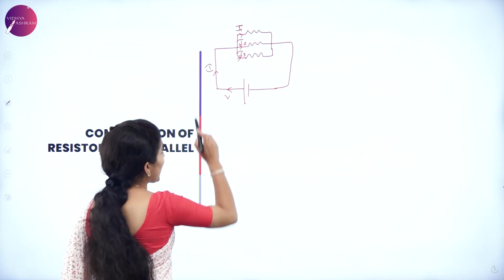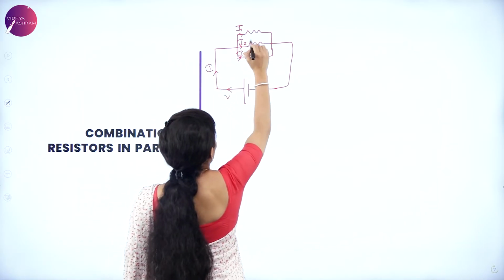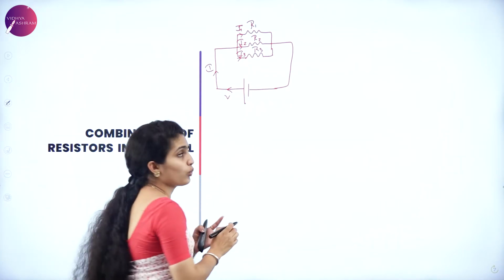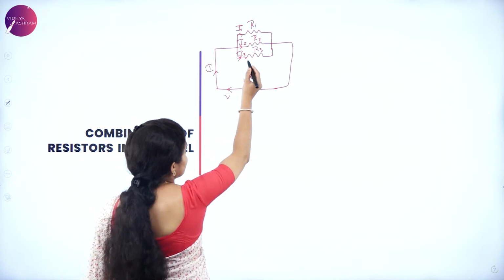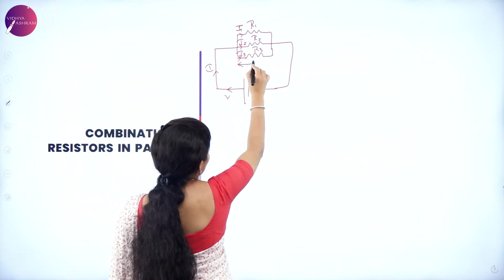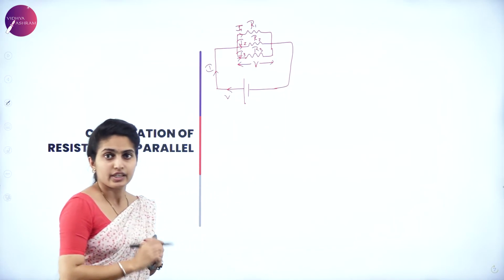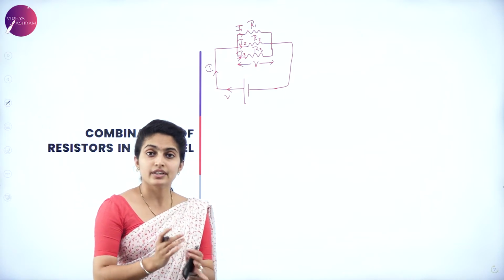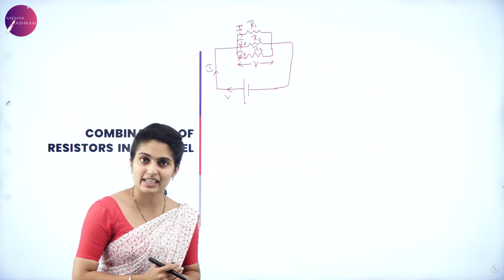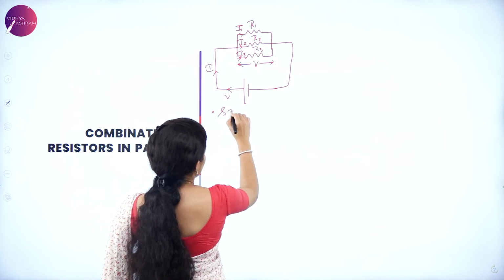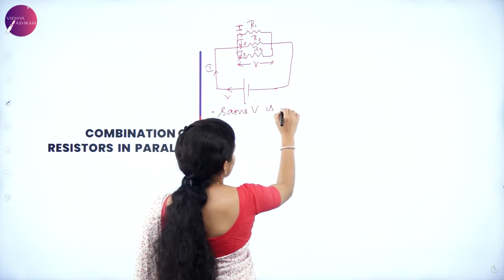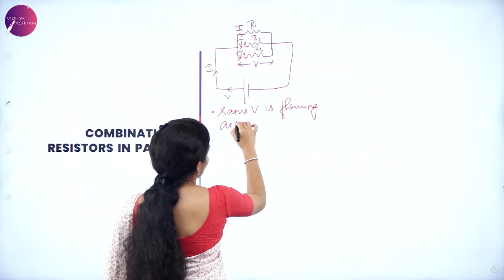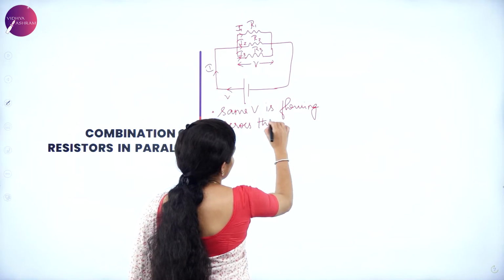So here we have I1, I2, I3 flowing through resistances R1, R2, R3. The potential difference across each will be one and the same, that is V. In series the potential used to divide, but here the current is getting divided and the potential is the same. So the same V is flowing across the connection.